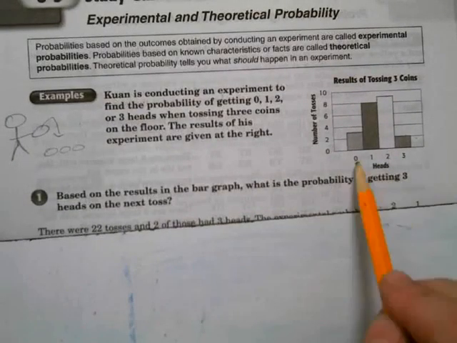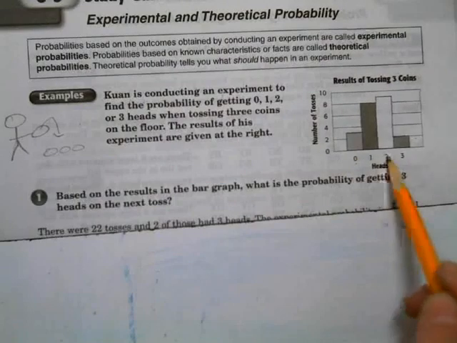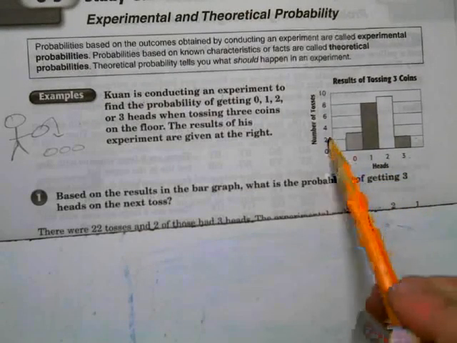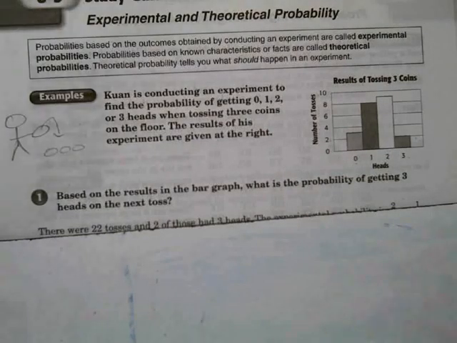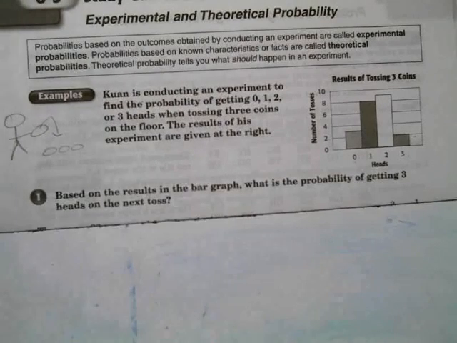So in the graph, the number of coins with heads is shown here, and the number of tosses is shown here. Now we have a total of 22 tosses. And it says, based on the results in the bar graph, what's the probability of getting 3 heads on the next toss?